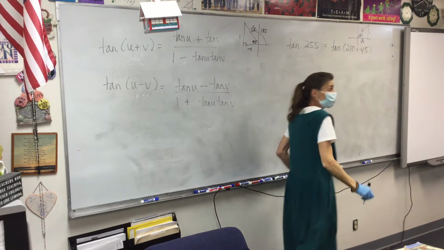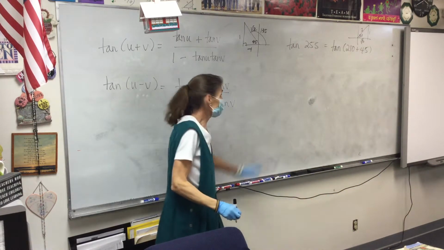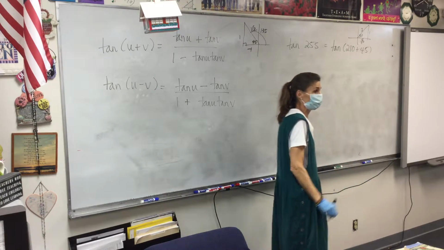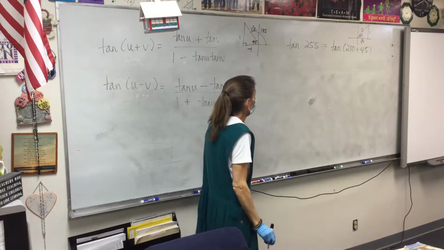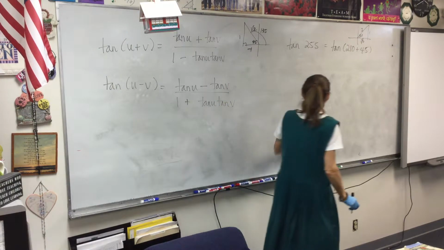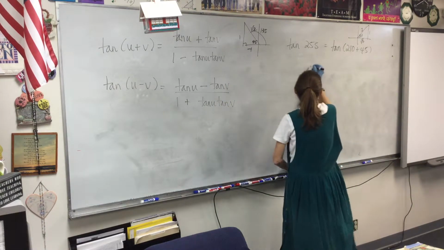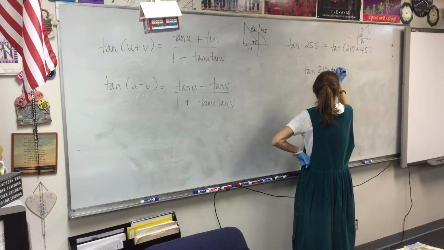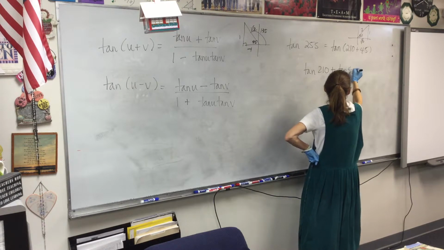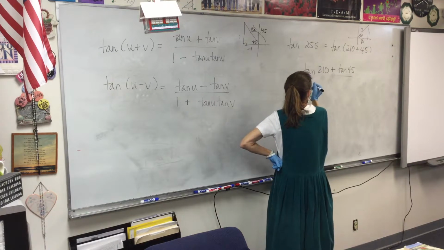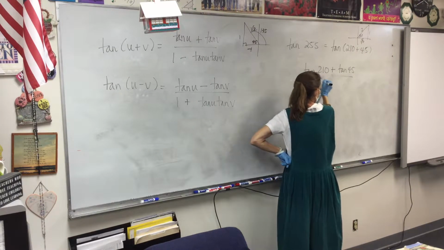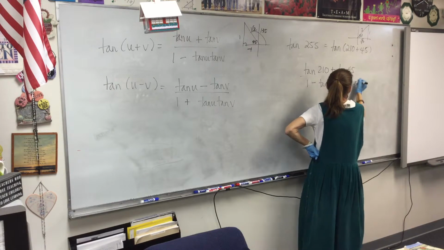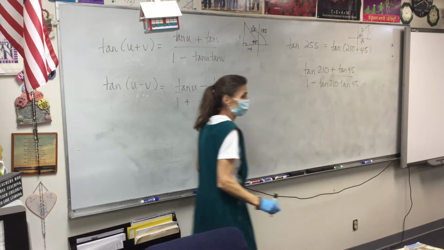Not the only choice. So if you pick different numbers, all this will look different, but your answer will be the same. Alright, so here we go. Formula says tan 210 plus tan 45 over 1 minus tan 210 tan 45. What do you think? Everybody good with that?